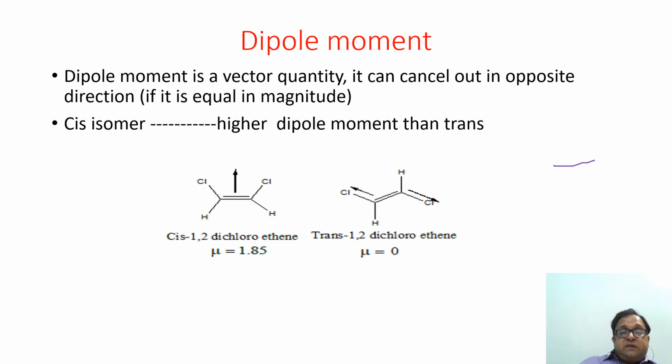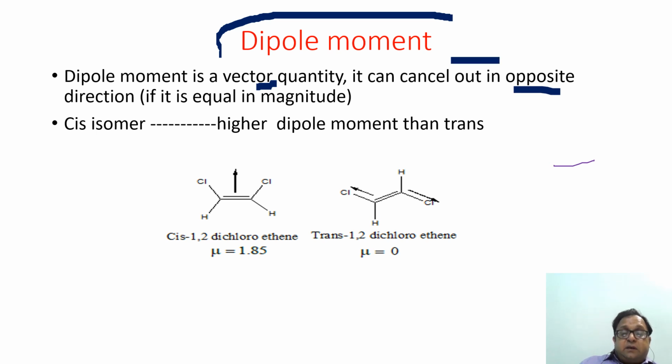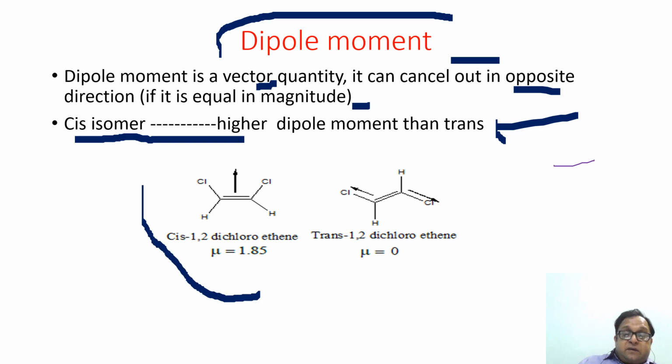The very first method to be discussed is the dipole moment. As we know, dipole moment is a vector quantity. It can cancel out in the opposite direction if it is equal in magnitude. So therefore, cis isomers have a higher dipole moment as compared to trans isomers. Have a look at how it arises.